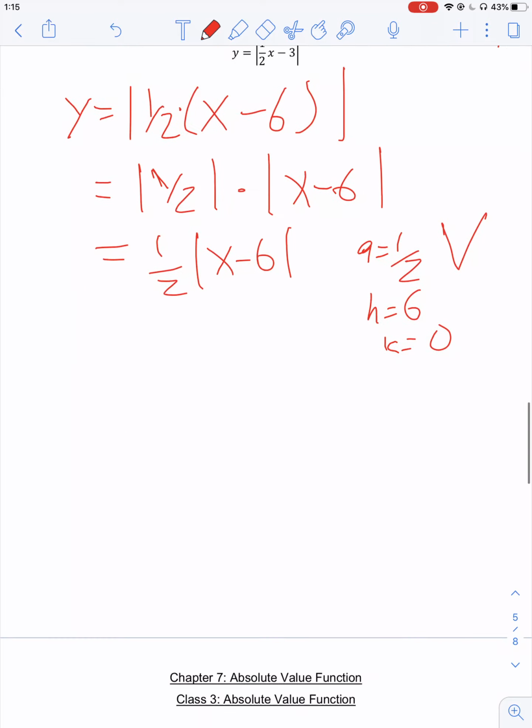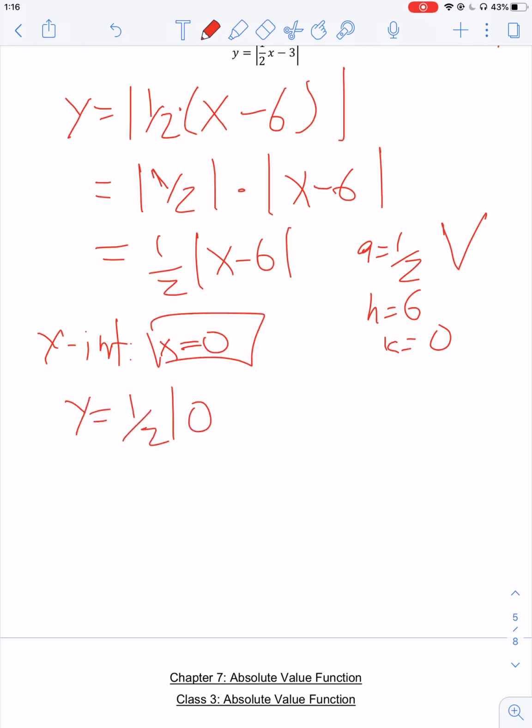Okay, and why don't we find the y-intercept? So y-intercept is given to you when x is equal to 0, right? So y is equal to a half absolute value of 0 minus 6. I'm just replacing this x by 0.